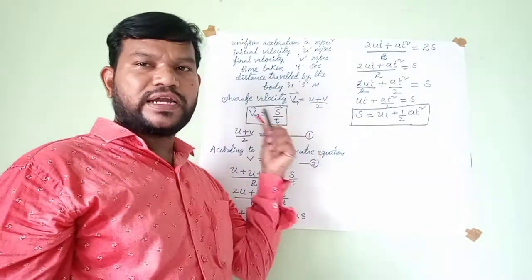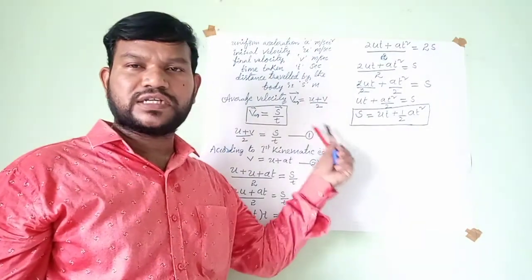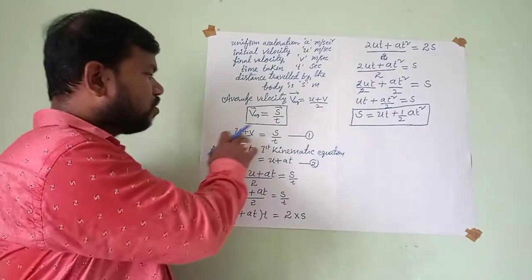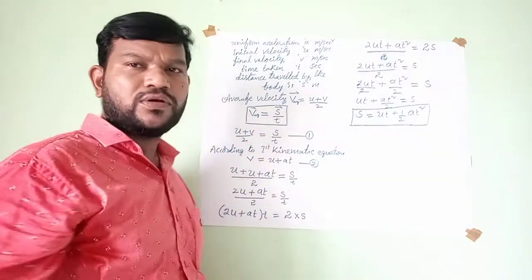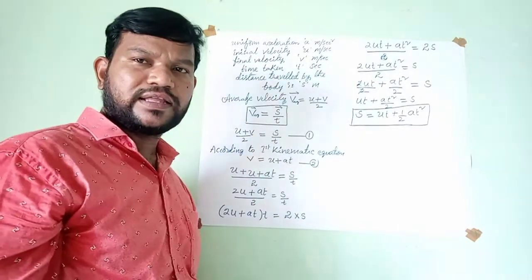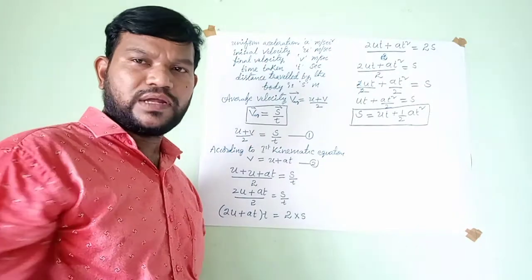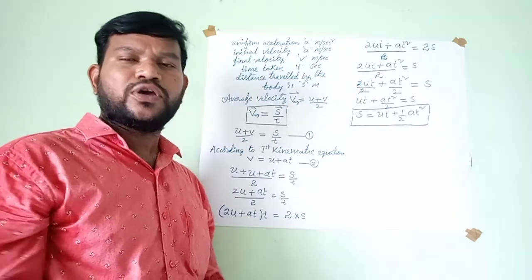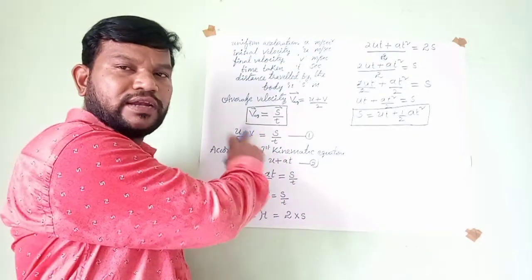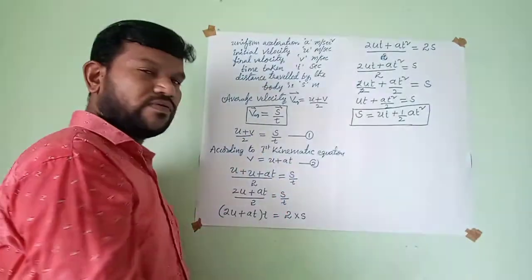But we know that average velocity is equal to displacement by time taken. That means the distance traveled by the body in a specific direction by time taken. So U plus V by 2 is equal to S by T. According to the first kinematic equation, which gives the final velocity, V is equal to U plus AT. So I have substituted that here. Instead of V, I have written the final velocity formula. So U plus AT by 2 is equal to S by T.